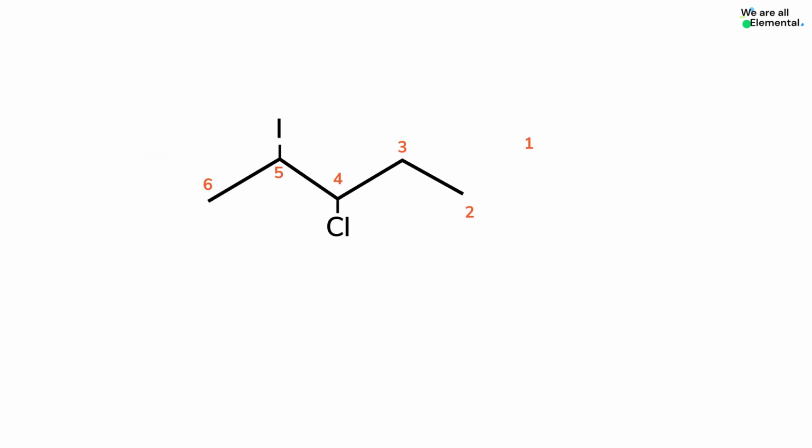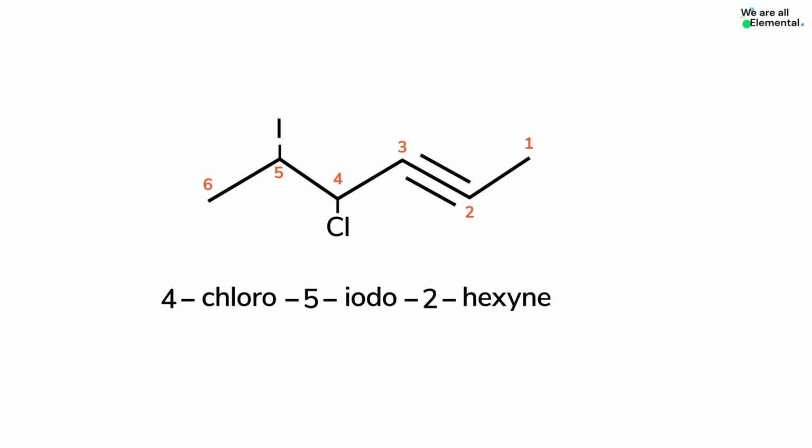This is an example of an alkyne. So the parent alkane is a hexane with the triple bond on position 2, and the substituents are chloro and iodo. And the lowest position is given to the triple bond.